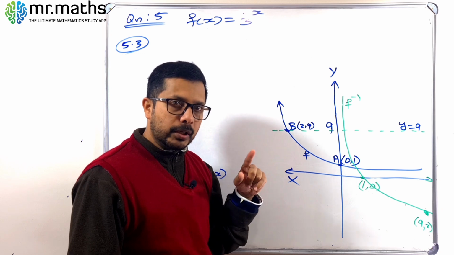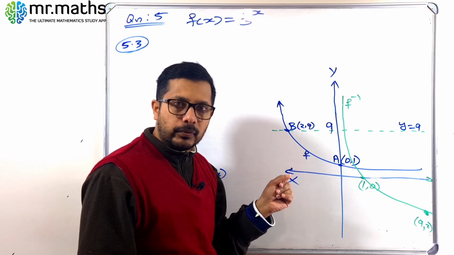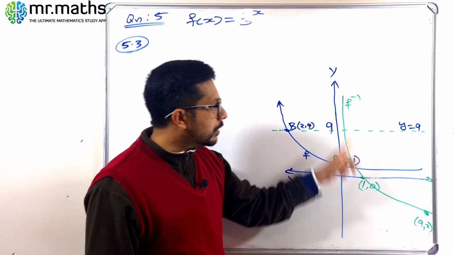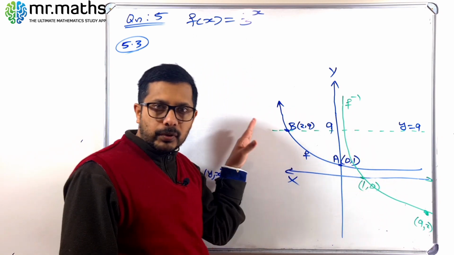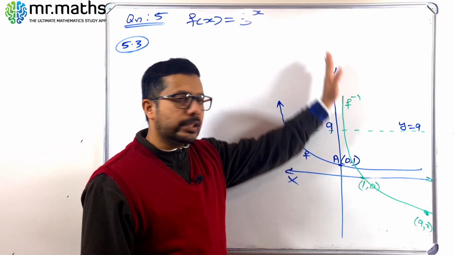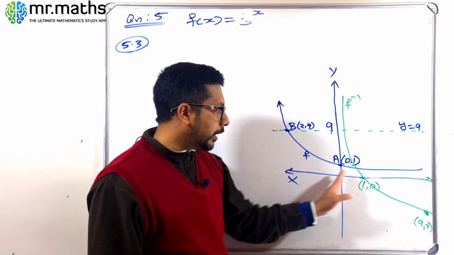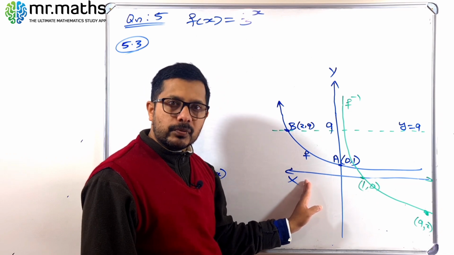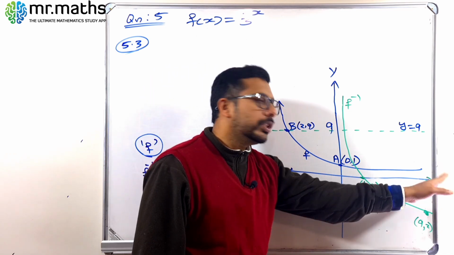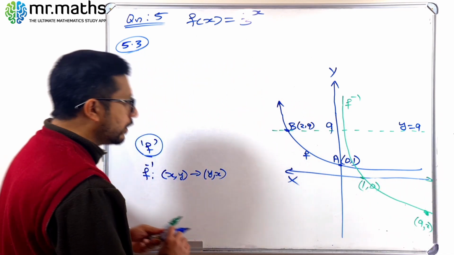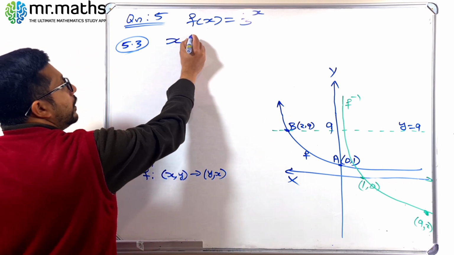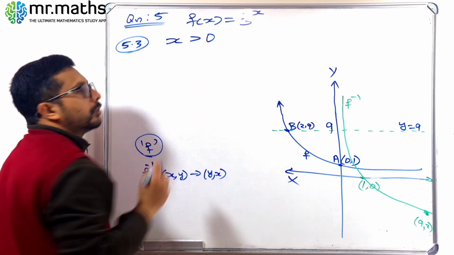Okay, domain means what? Possible x values. So is it possible for this f inverse graph to cross the y-axis? No, because this one is an asymptote. So it can't be a negative x value, it will always be a positive x value. So how can you write the answer? x is greater than 0.